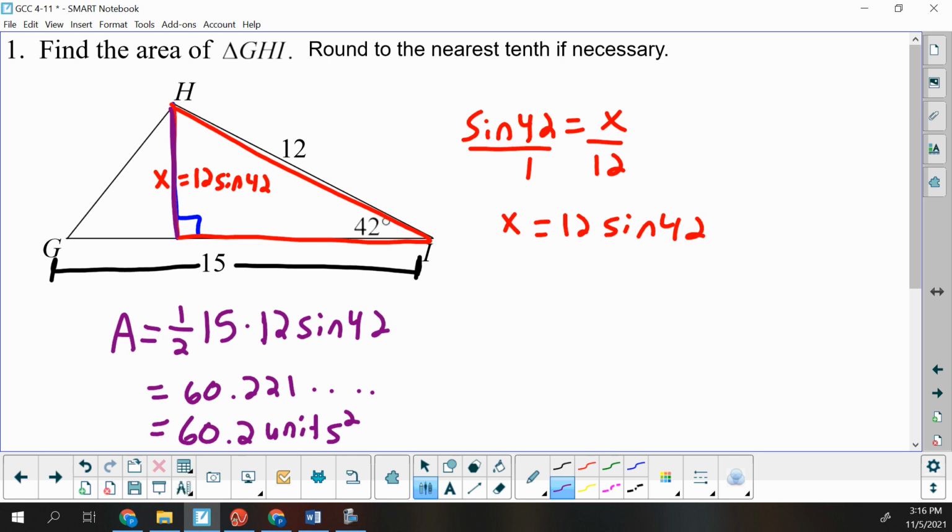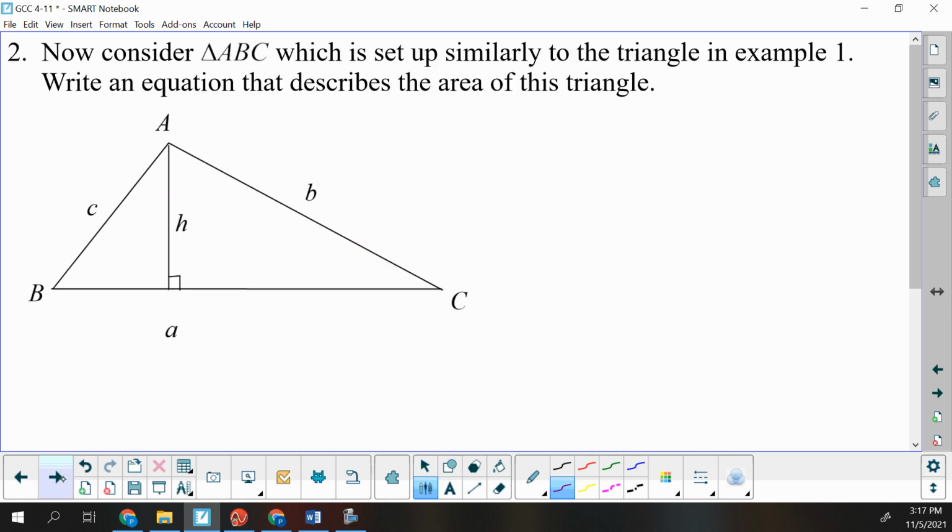So we had the 1/2 out front. Notice 15 was one of the sides in the original triangle. Notice 12 was one of the sides in the original triangle. And notice then we did sine of the angle that's in between them. So in reality, we can shortcut this to find the area of any triangle, does not have to be a right triangle, if we can just do 1/2 side times side times sine of the angle that's in between. And that's what we're going to see on the next slide.